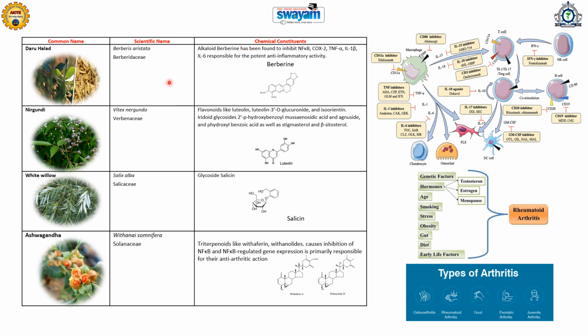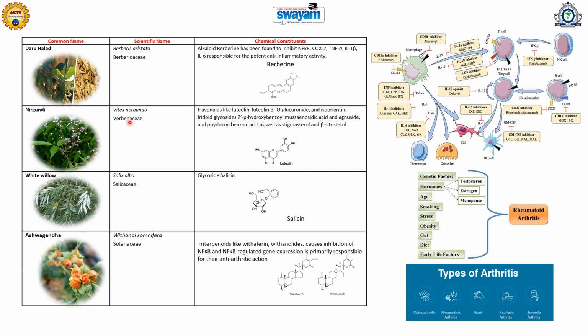So naturally, as per Ayurveda, Siddha, Unani, homeopathy systems and various other traditional texts, the most commonly used medicinal plant for arthritis is Daru Halad, which is called Berberis aristata, belonging to family Berberidaceae, which contains the alkaloid berberine, and which is found to inhibit tumor necrosis factors, interleukin and COX, which are involved in the inflammatory process of the body. So berberine, the chemical compound found in Daru Halad, is found to be a potent anti-inflammatory agent.